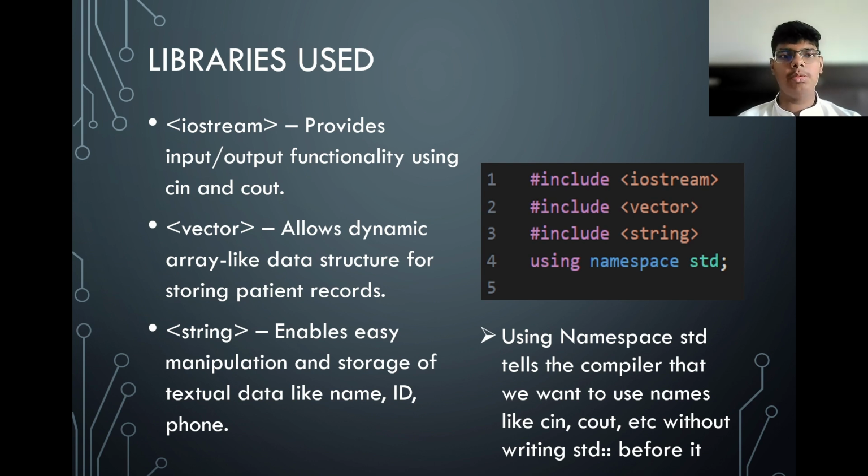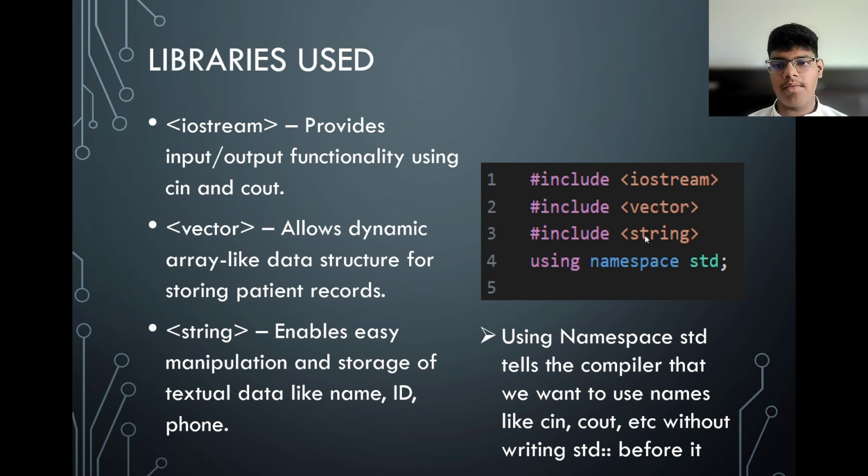Now let's see the libraries we have used in this program. Libraries are a set of predefined functions in C++ which we can import in our program for better functionality. The first library we have used is iostream. The name of the library is put inside these brackets, the greater than and less than signs, and the hashtag include tells the program to include this library. iostream provides us the functionality for giving input and showing the output in our program.